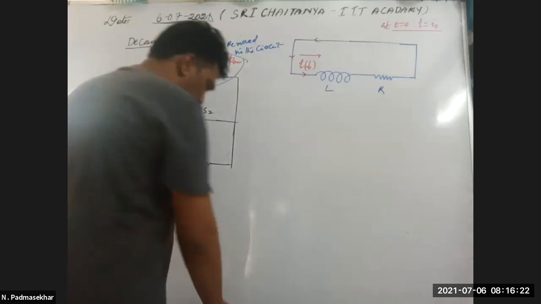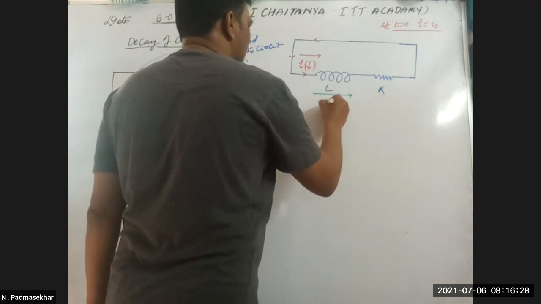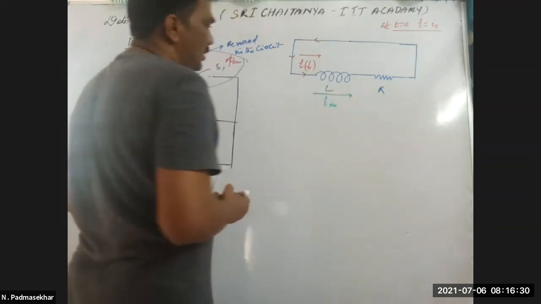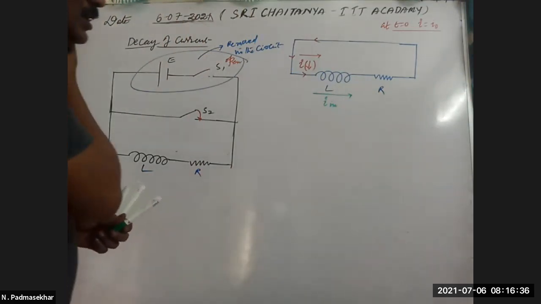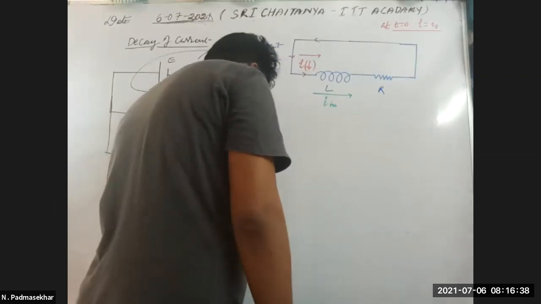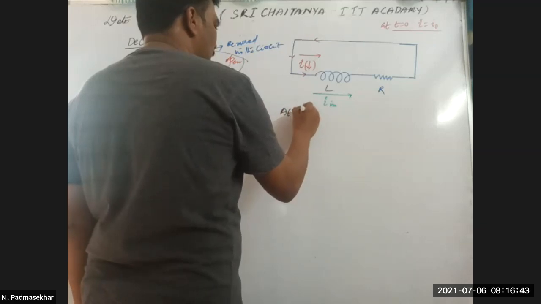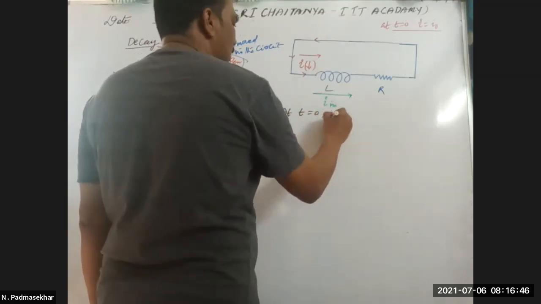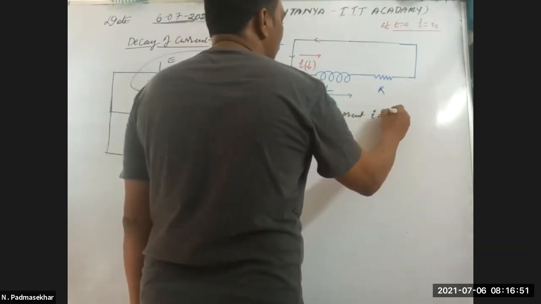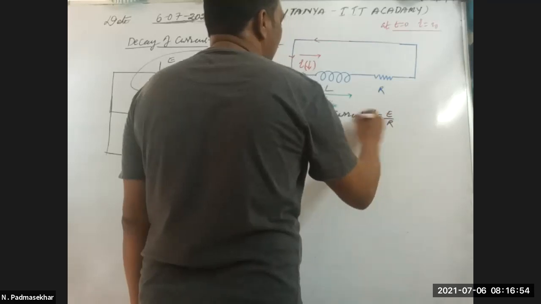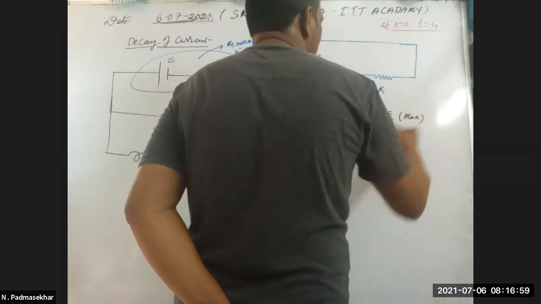The current from the inductor also supports it. Support means this is the induced current in this direction. So the induced current is in that direction. Now at t equal to 0, the current I is equal to E by R, I naught is equal to E by R. So this is the maximum current.